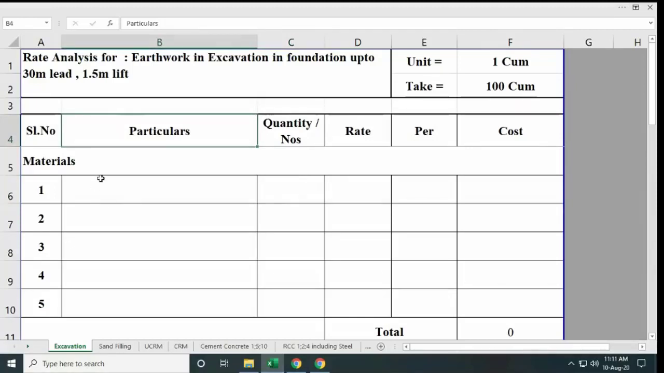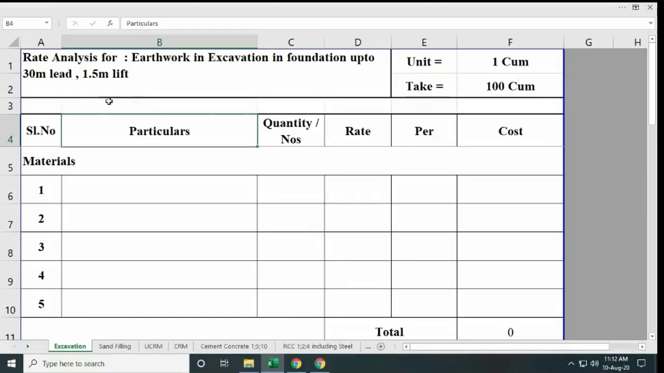Good morning, students. In today's class, we are going to study the rate analysis of different materials and items which are being used in the construction works. In the last classes, we have seen what is the rate analysis, factors affecting the rate analysis.